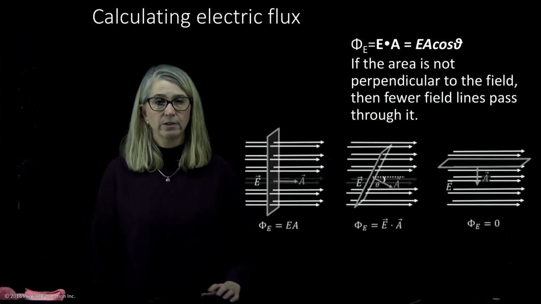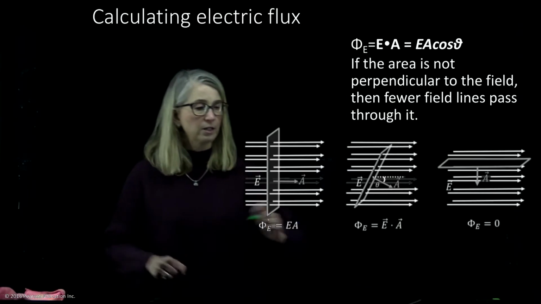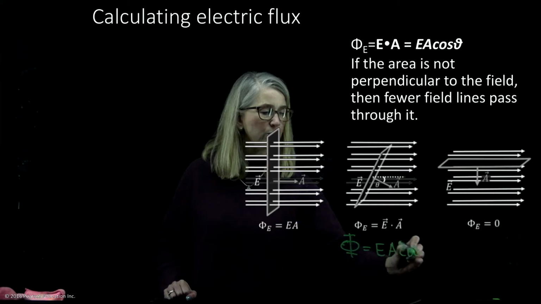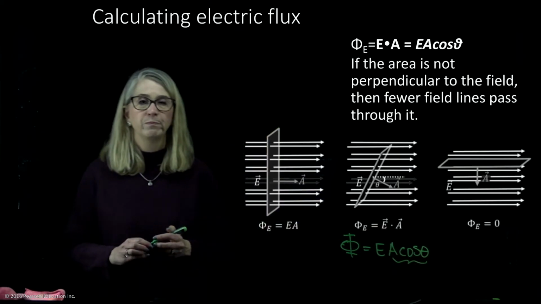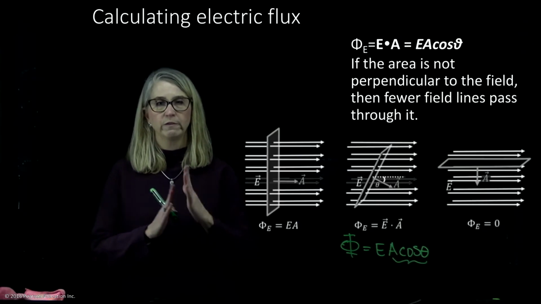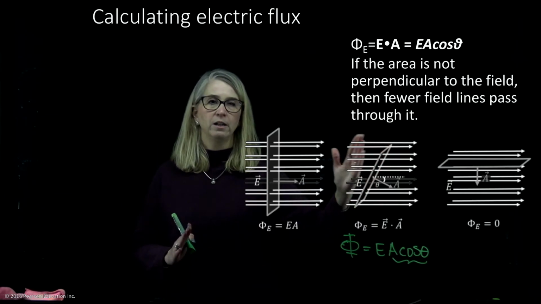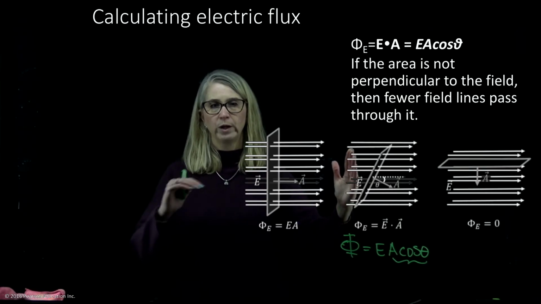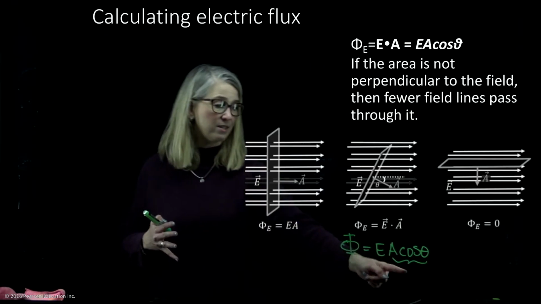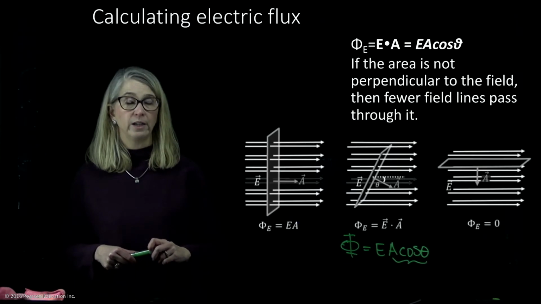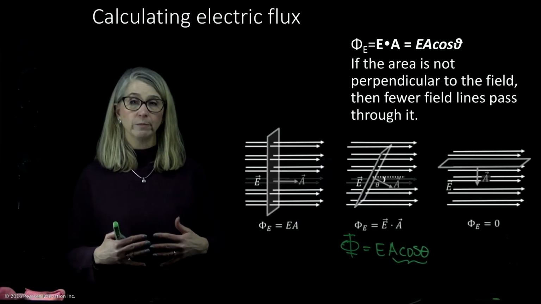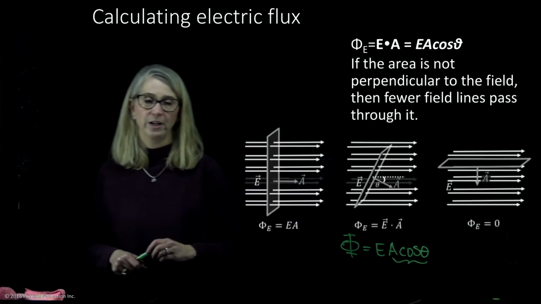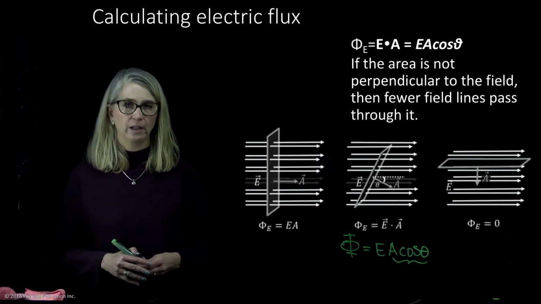This is the sort of intermediate situation. And in that situation, the electric flux is just going to be equal to E times A times the cosine of theta. If you think about it, the A times the cosine of theta would just be the projection of this slanted area onto the vertical, so how much of the area would be where the electric field lines would go straight through. But this is always going to be smaller than the area itself, and so we would have a smaller amount of flux in this scenario than we do right here, but more than we do in this scenario. And so that's how we calculate the electric flux.